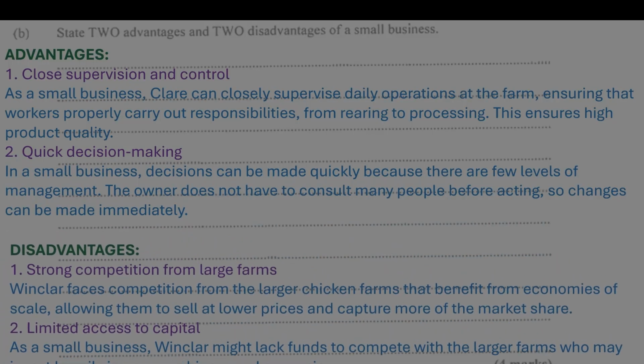Disadvantages. So firstly, strong competition from large farms. So Winkler faces competition from the larger chicken farms that benefit from economies of scale, which allows them to sell at lower prices and capture more of the market. So the larger firms benefit from economies of scale. All this means is that they have more capital at their disposal, so they can purchase goods in bulk, right?